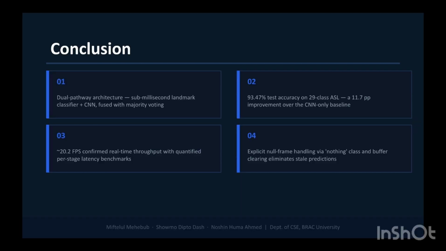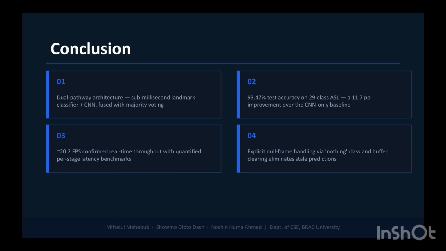So let me bring everything together. We built a hybrid real-time ASL recognition system combining a 0.21 millisecond geometric landmark classifier with a deep CNN, fused through 7-frame majority voting. Our 4 key contributions. First, the dual pathway architecture itself, speed and robustness from a single combined system. Second, 93.47% test accuracy, a 12 percentage point improvement over the single frame CNN baseline.